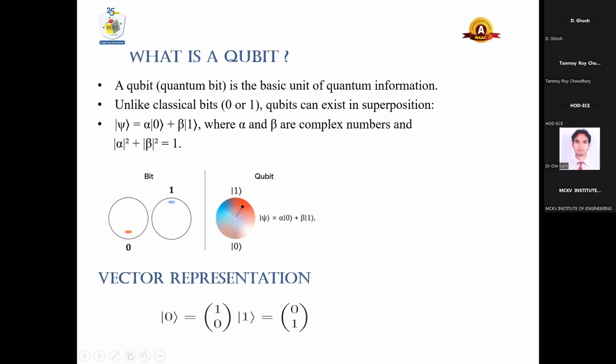Now, the first thing, what is a qubit? Just to give you a brief idea, a qubit is a quantum bit. It's the basic unit of quantum information. So unlike classical bits, zeros or ones, qubits can exist in superposition. And this is the most important part in quantum mechanics, the superposition. You cannot have superposition in classical computing or classical mechanics. Superposition means the qubits can simultaneously be in two states, that is 0 and 1. And that is what makes quantum computing different from classical computing.